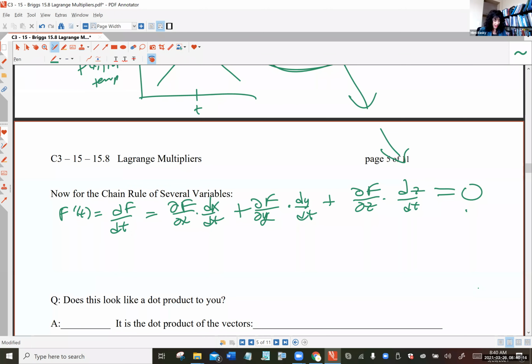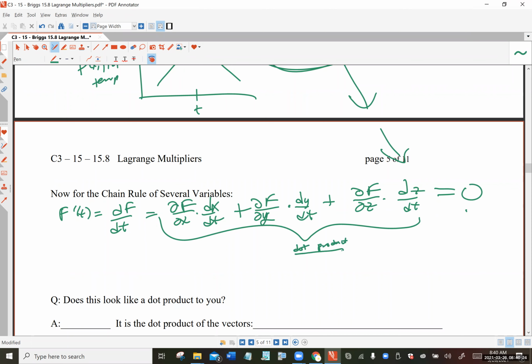I love this. Look at this beast over here on the left. Doesn't that look like a dot product to you? Something times something plus something times something else plus something times something. It has that flavor to it, doesn't it? So which two vectors are we taking a dot product of? It looks like the dot product of a vector with some other vector equaling 0.